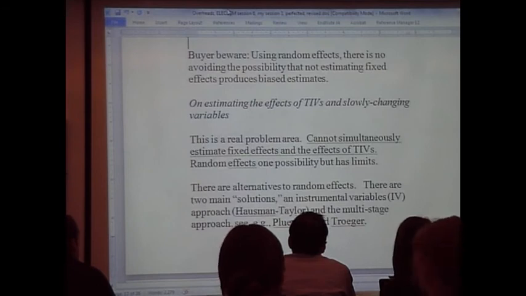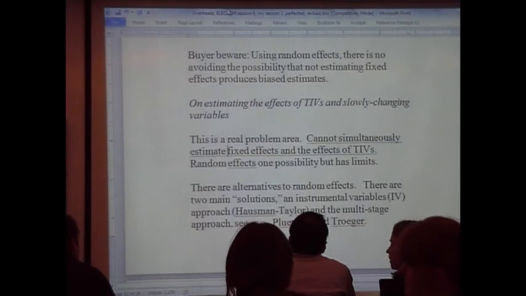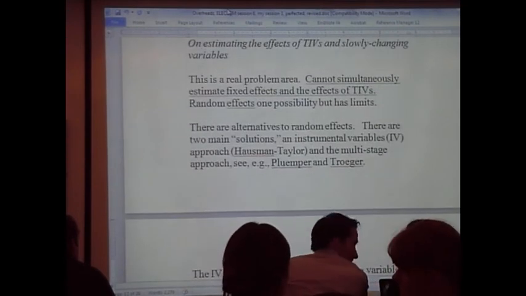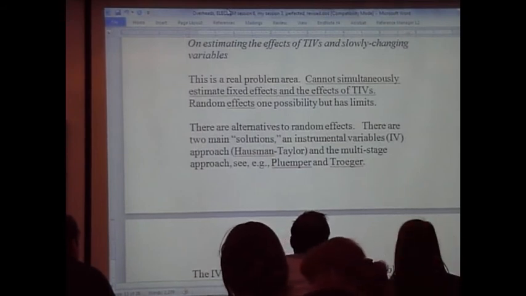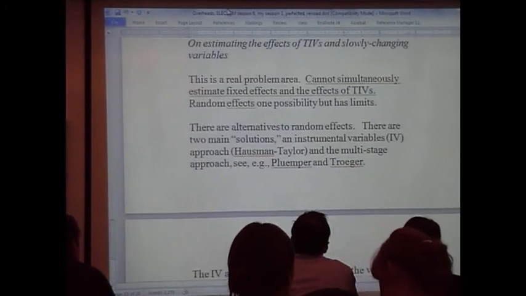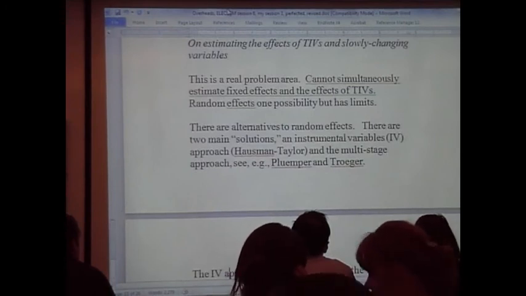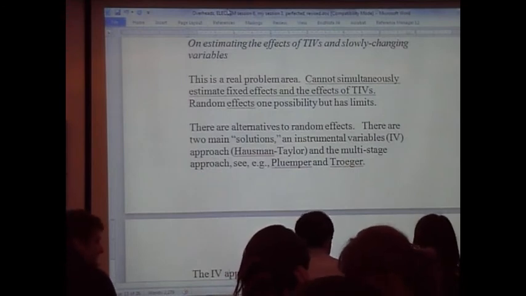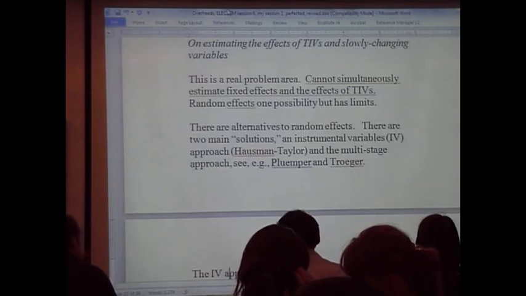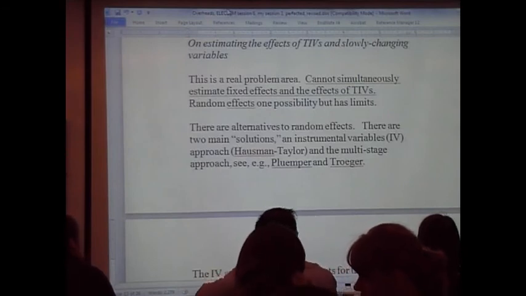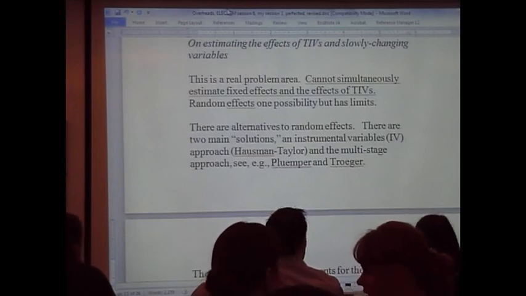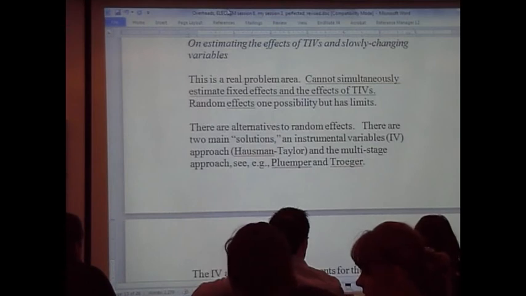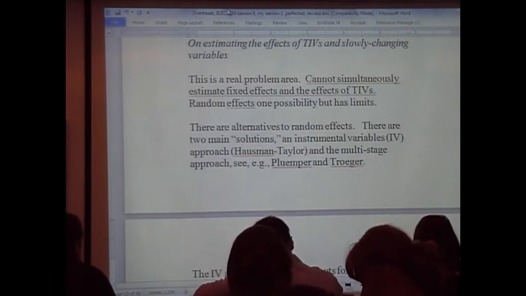Before we take a break, I want to do a little bit on TIVs and slowly changing variables. Are any of you familiar with some work that Plumper and Troeger have proposed? Okay, well, this is a real problem area, because obviously you can't estimate fixed effects and the effects of variables that don't change, right? So, time-invariant variables. Slowly changing ones have the same problem. Random effects is what you're driven to, but it has its limits.